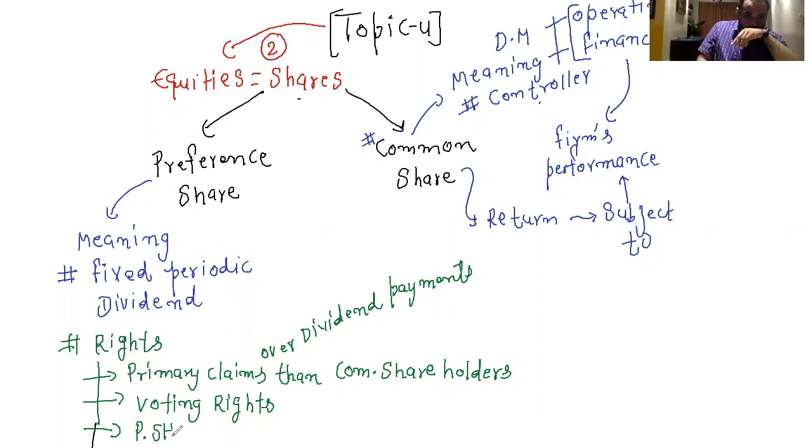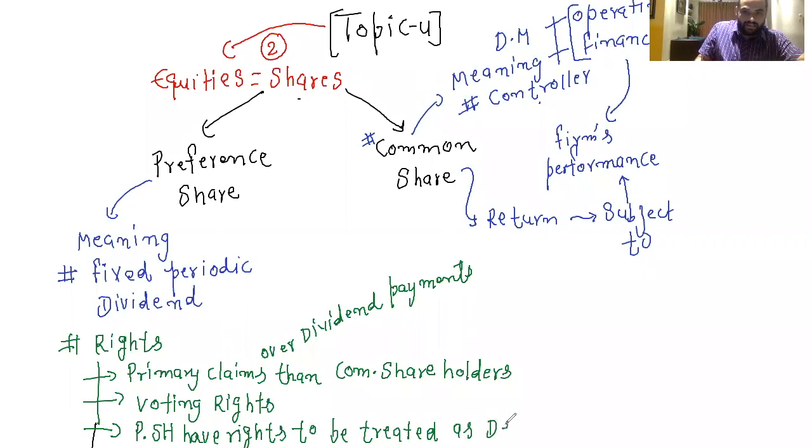Preference shareholders have rights to be treated as debt holders, so not debt shareholders, debt holders. Right? So it means they have a right to be treated as debt holders. What does it mean, treated as debt holders? Treated as debt holders means, what is the meaning of debt holders? Debt holders are the people who receive fixed periodic payments, right?